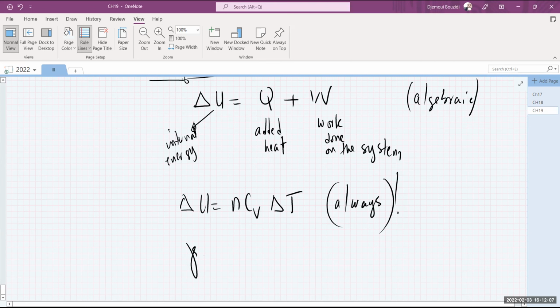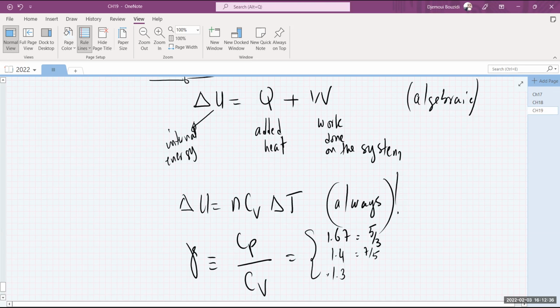If gamma, which we defined as the ratio of the molar specific heat at constant pressure divided by the molar specific heat at constant volume, this number is 1.67, or roughly about what? It's 5 divided by 3, okay? And then the other one is 1.4, which is exactly 7/5. Or finally, around 1.3, okay? So when I say 1.3, it's not exactly 1.3 for all polyatomic gases.